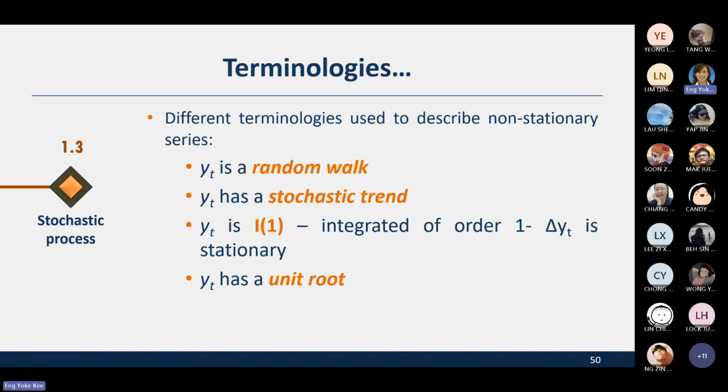Different terminologies are used to describe non-stationary series. So even though we look at stationary versus non-stationary, in practice many people use different names. Some people use random walk. When your data is non-stationary, they call this random walk data, a stochastic trend process, stochastic trend data, the I(1) data, integrated of order 1, unit root data. So these are different names used. Just a name.